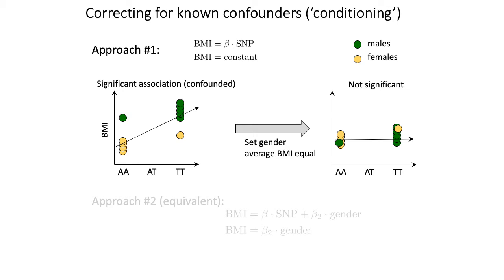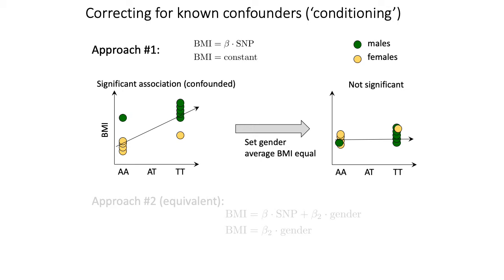It turns out to be relatively straightforward to deal with confounding variables when you know what they are. In this case, if you know that gender is a confounding variable because you know that males have a higher BMI than females due to, for example, diet and not genetics, then what you can do conceptually is just calculate the average BMI for males.